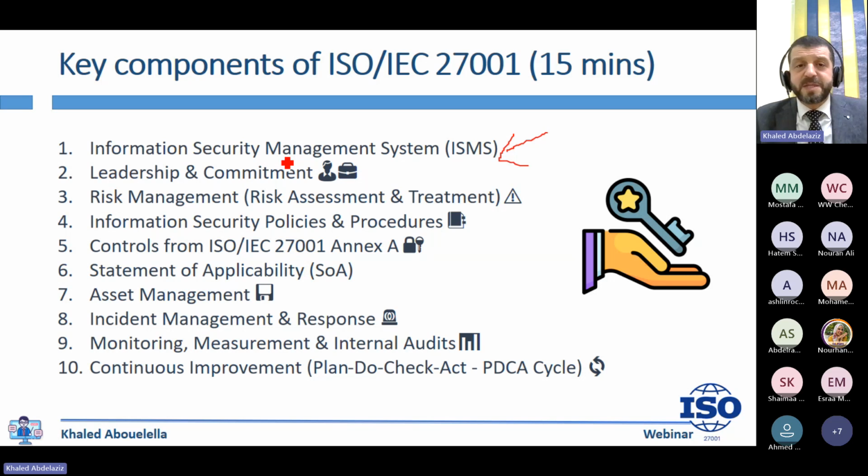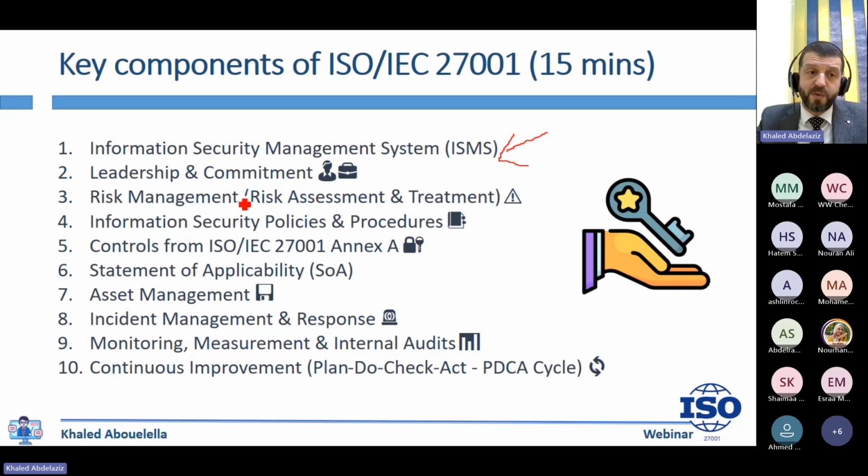What is an information security management system, which is the key component in any management system? This is the overall framework that governs how the organization manages and protects its information assets. It is a high-level framework, and it consists of policies, processes, procedures, controls, plus associated resources and activities for protecting the information assets. This is simply the information security management system.